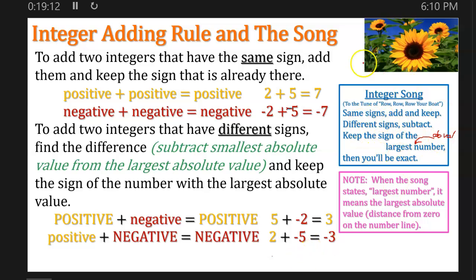And remember, the song is just for adding integers, okay? If they have the same signs, add them and keep whatever sign is there. But if they have different signs, subtract or find the difference, then keep the sign of whichever has the largest absolute value, whatever the sign is on the largest absolute value, okay?